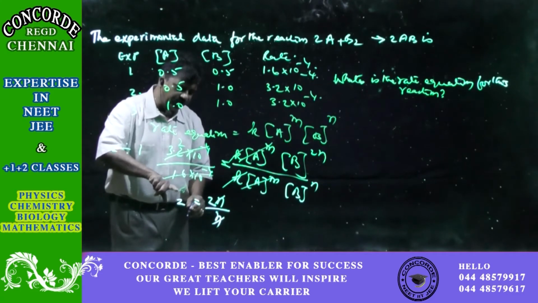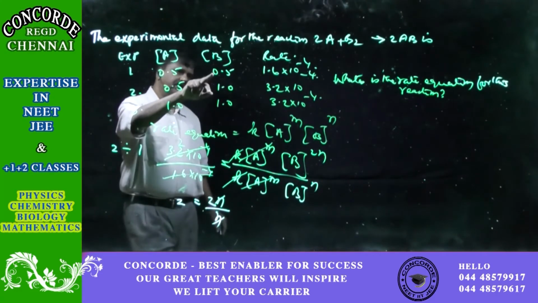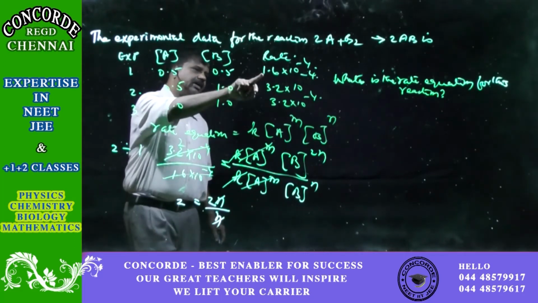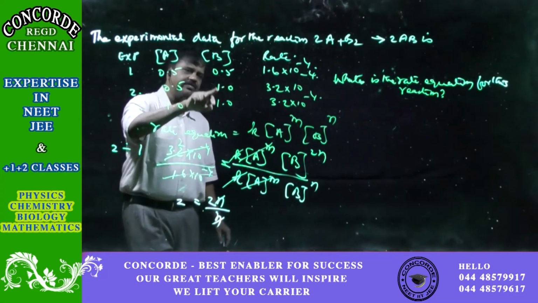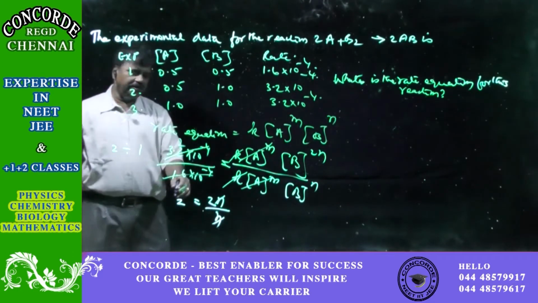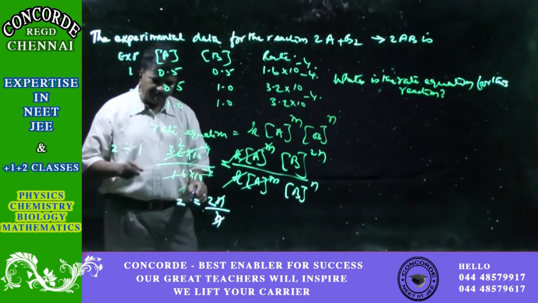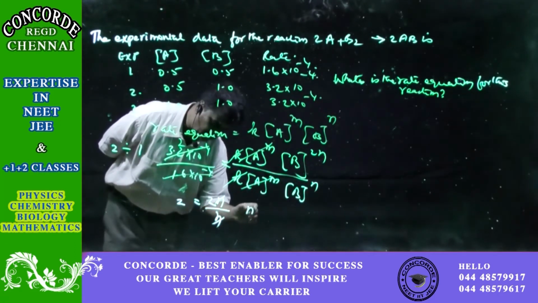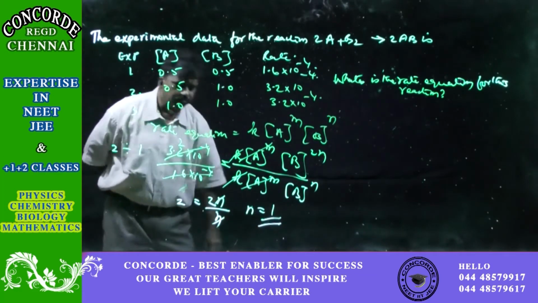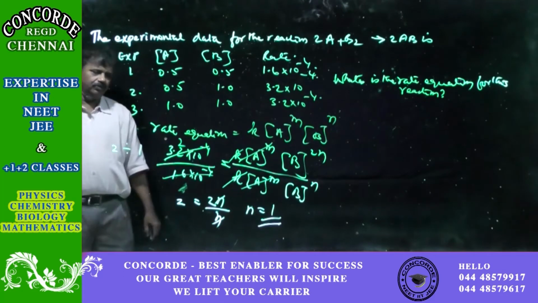So what do you infer from this? When the concentration is doubled, the rate also is doubled. Concentration of B is doubled, rate is also doubled. So when this is 2 times, that is also 2 times. So the order with respect to B, n is equal to 1.